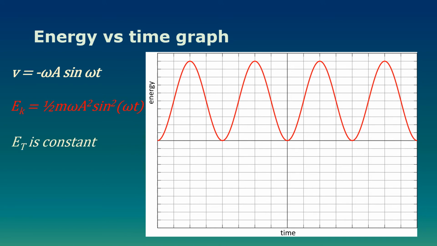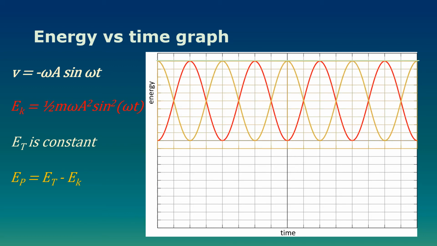Now, the total energy is constant. So the red line is kinetic energy, but the total energy is constant, so that doesn't change. If we drew a line for total energy in the system, it would just be a straight line like that, which means that the potential energy is the total energy minus the kinetic energy, and that just gives us the flip of the kinetic energy curve. So it's a 1 minus sine squared curve, and it's this gold one here, just a mirror image of the original. Again, it's really important that you understand those different graphs as we're going through.